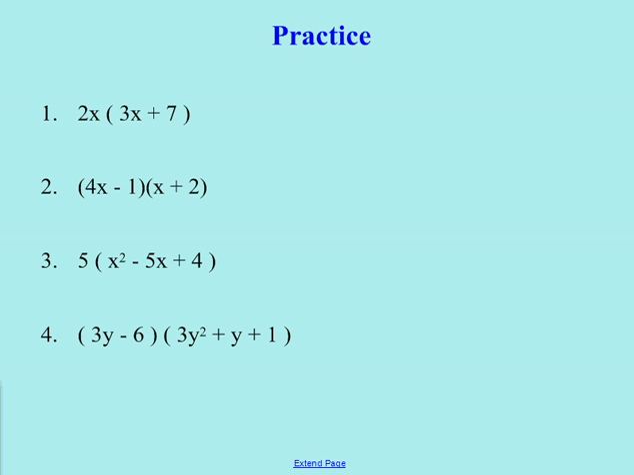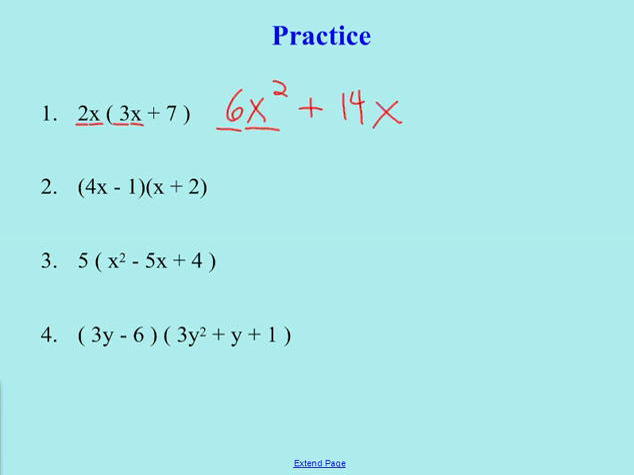So here's some practice of multiplying polynomials. In our first example, we have a monomial times a binomial. And all we need to do is distribute. And we come up with 6x squared plus 14. Remember that 2 times 3 is 6, and that x times x is x squared.